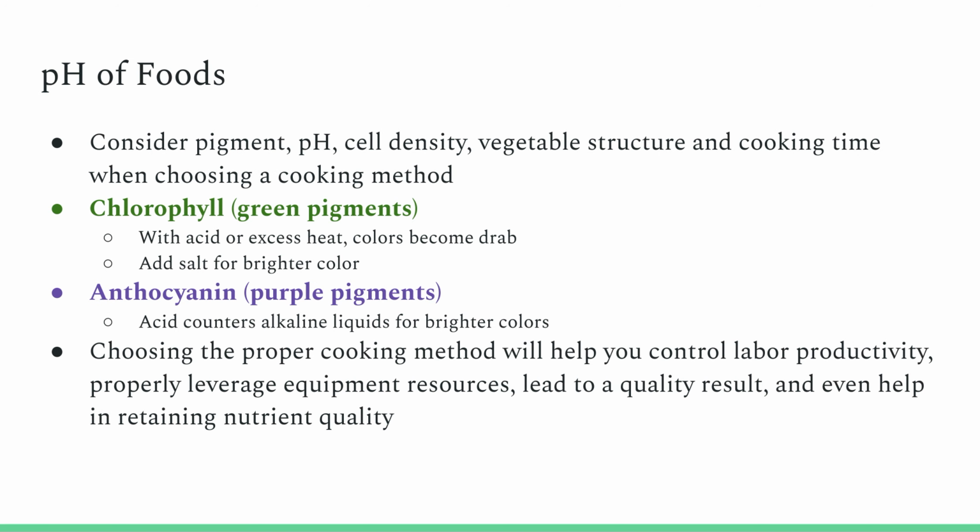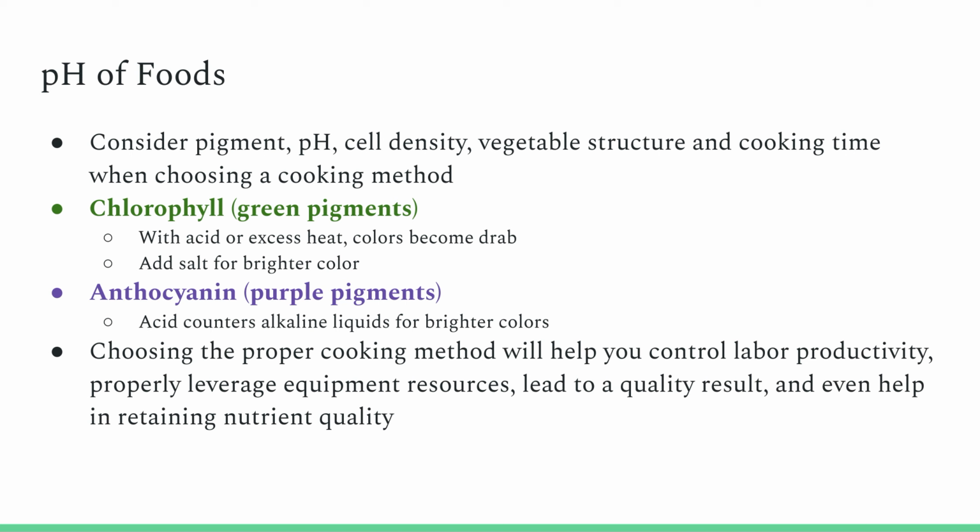A little note on the pH of food. So this is also something to consider. Consider the pigment, pH, cell density, vegetable structure, and cooking time when choosing a cooking method. So, for example, they talked about a couple different things. I just brought these two up to the front because I thought they were interesting.